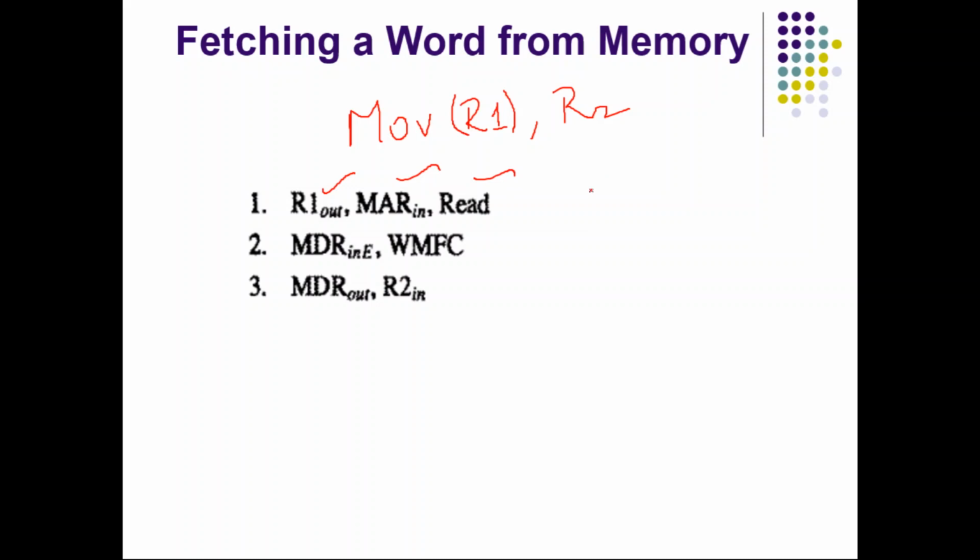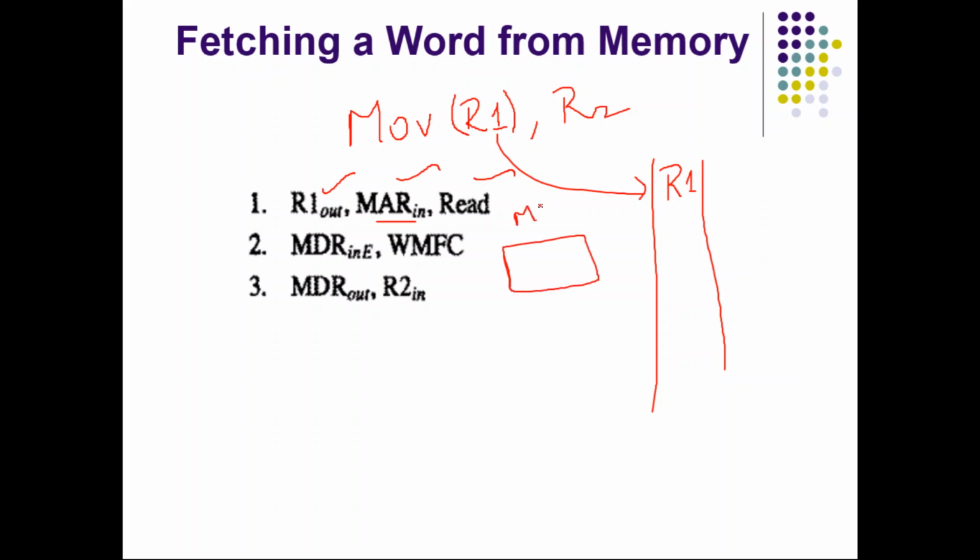Okay, R1 out means what? Whatever is in R1 will go into the system bus, that is the internal bus. So now R1 is available in the internal bus. At the same time you are also saying MAR in. So MAR in means whatever is available in the system bus will get into MAR. What is available in the system bus? R1. So R1 will get into MAR.